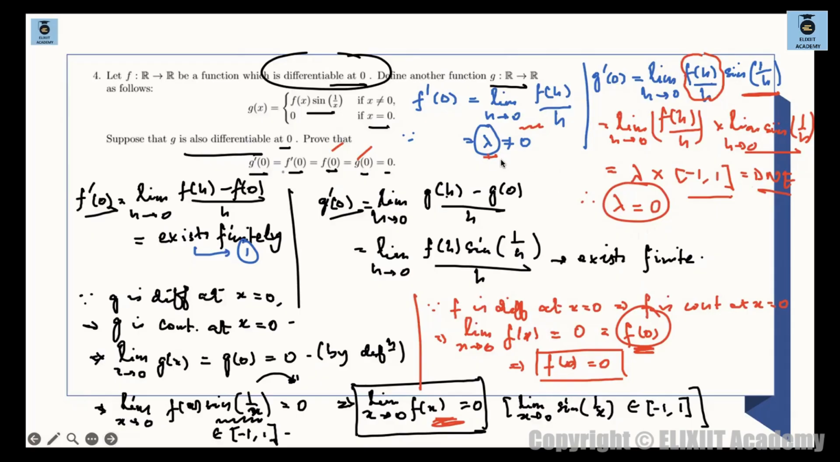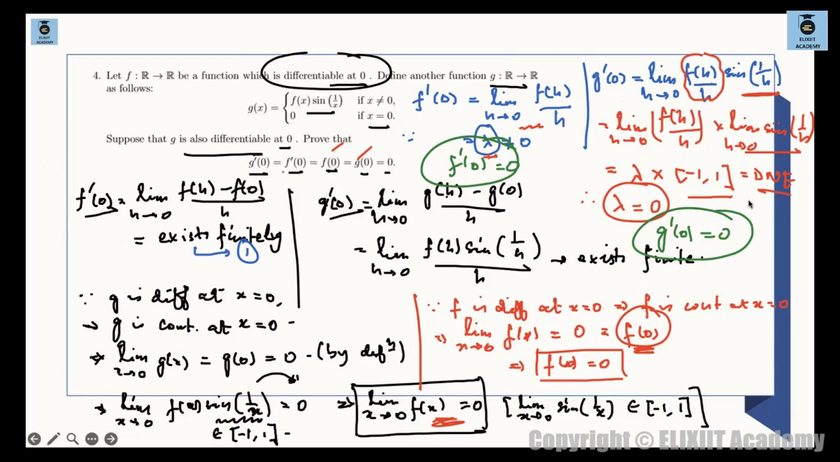Lambda 0 हो गया. So if lambda is 0, which means f dash of 0 is 0. है ना? क्या prove हो गया? If lambda is 0, which means f dash of 0 is 0. Right? And if lambda is 0, g dash of 0 will also be 0. So g dash of 0 भी prove है. देखो. G dash of 0 will be 0 as well.